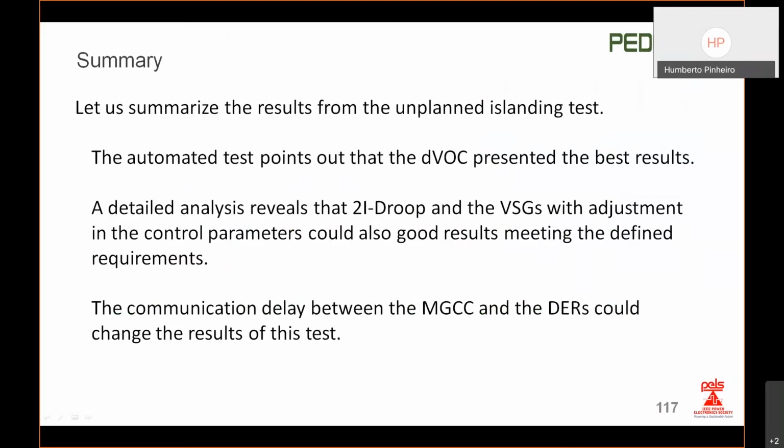The communication delay is also important in this case. The communication delay between the microgrid's control system and the DRs could change the results. This is one important issue to be pointed out, because there is this transport delay between the central controller and the DRs. So when the unintentional island happens, during a couple of hundreds or tens of milliseconds, the DRs will be in island mode, but they think they are in grid-connected mode. So this might change the results a little bit.